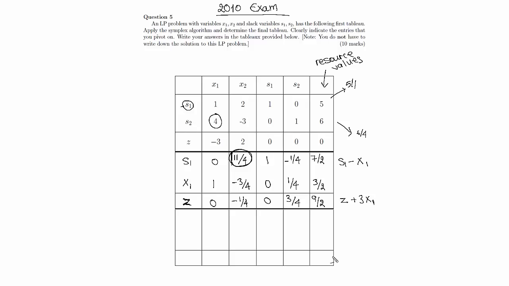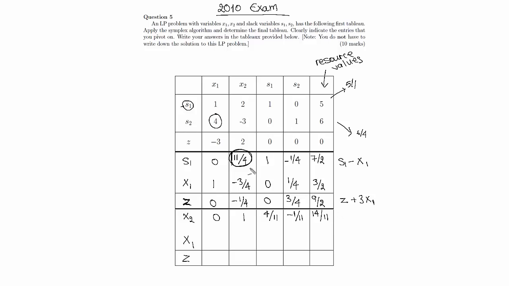And now, to turn that into 1, we need to multiply the whole row by 4 on 11. So here we will have x2, since this will be our entering basic variable now. This will stay x1 and z. So multiplying by 4 on 11 will give us 0, 1, 4 over 11, minus 1 over 11, and this will be 14 over 11.